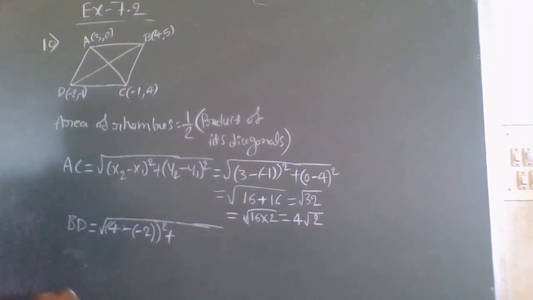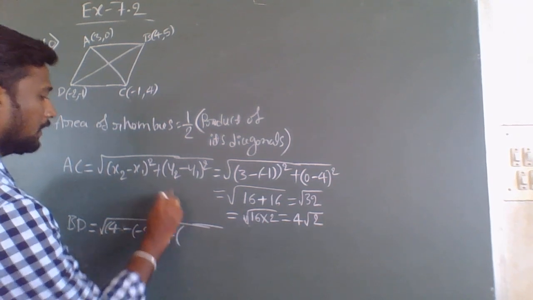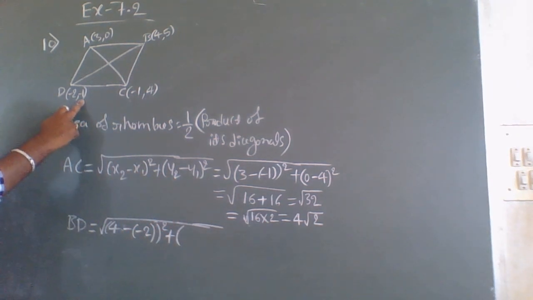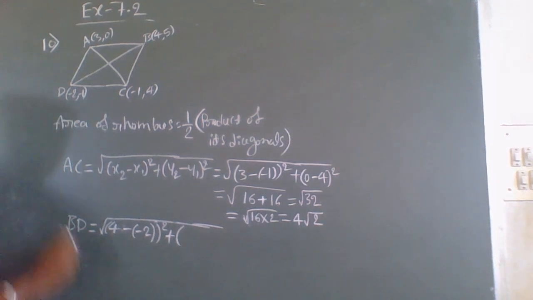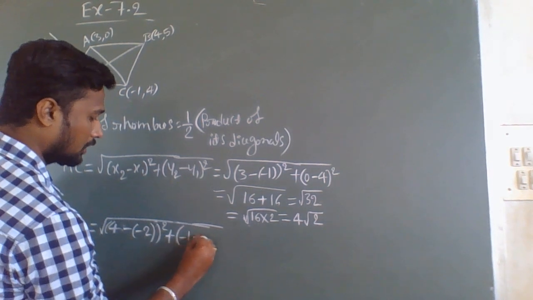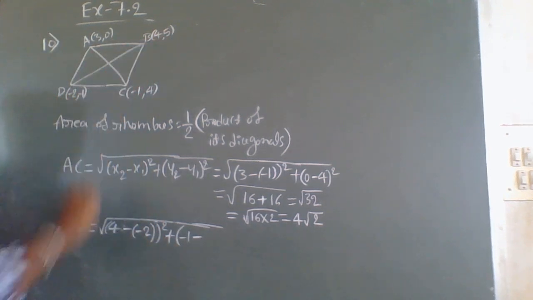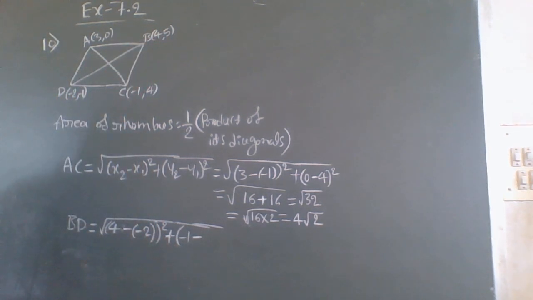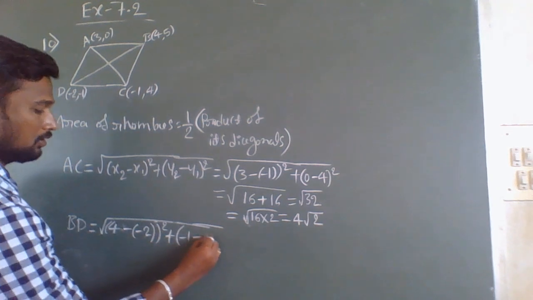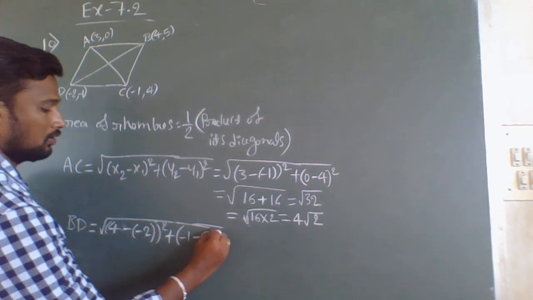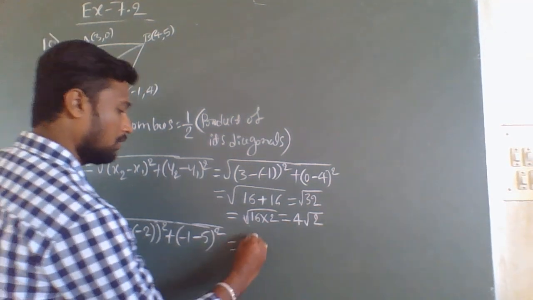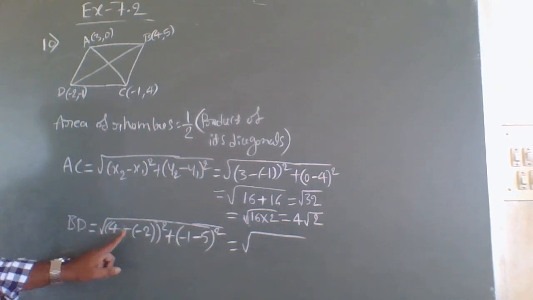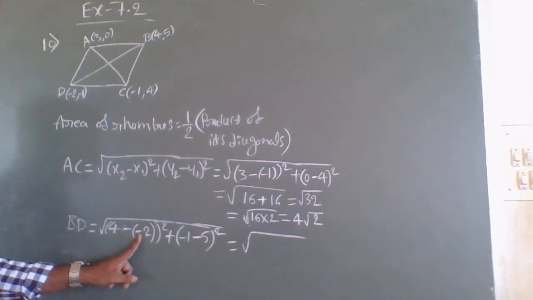Plus, next the y2 value is minus 1, because these are considered as x2, y2. Next minus, what is the y1 value? 5. Therefore here I will write 5 whole square. So now what will we get? Square root of, minus of minus 2 means minus into minus is plus.